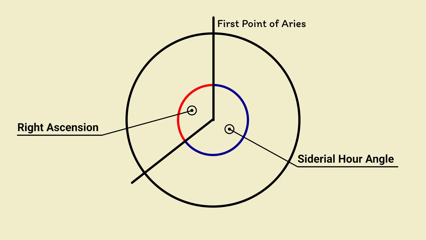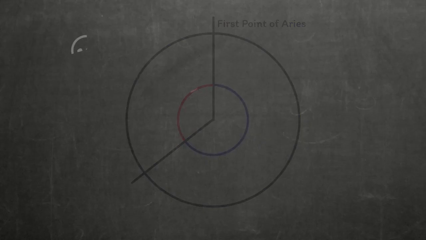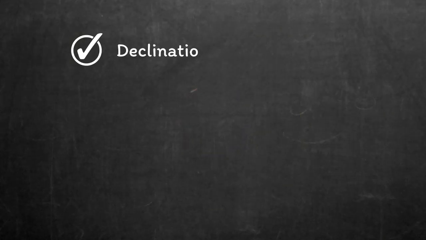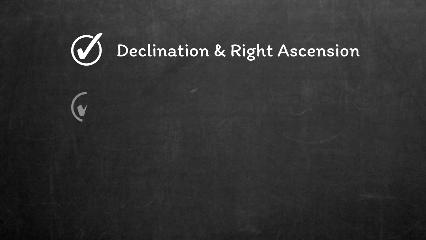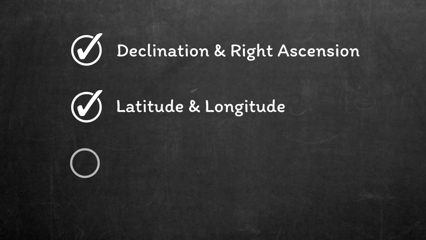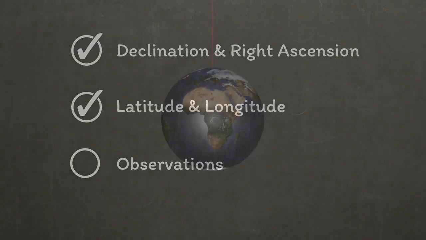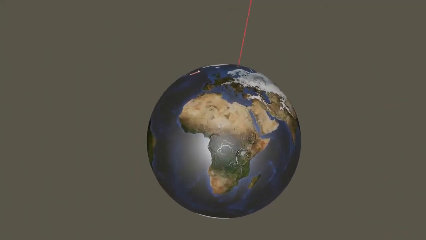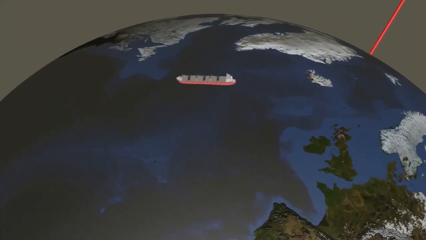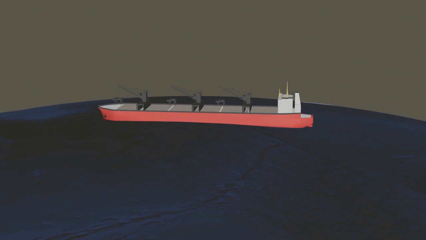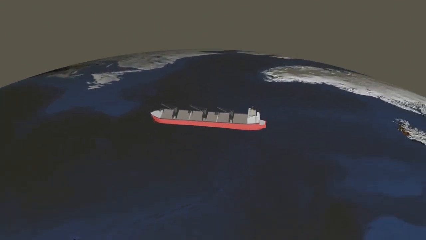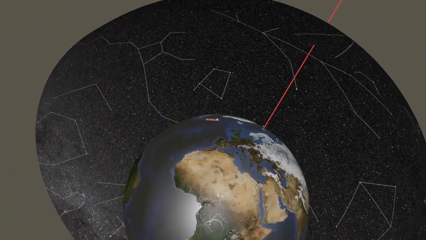So, now we've seen how to locate bodies on the celestial sphere with declination and right ascension, and how to locate positions on Earth with latitude and longitude. The only point left to cover is how to locate celestial bodies with reference to an observer on the surface of the Earth. Let's take an observer on a ship here in the middle of the Atlantic Ocean. I'll add in the celestial sphere as well. Again, this is only going to be a partial sphere so that we can still see what's going on.